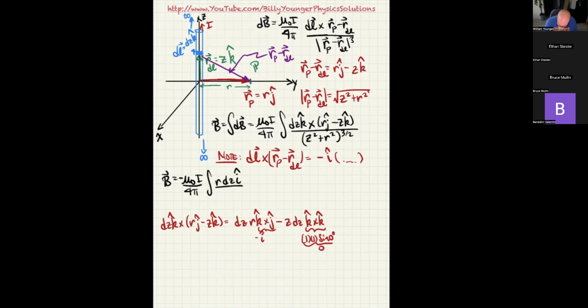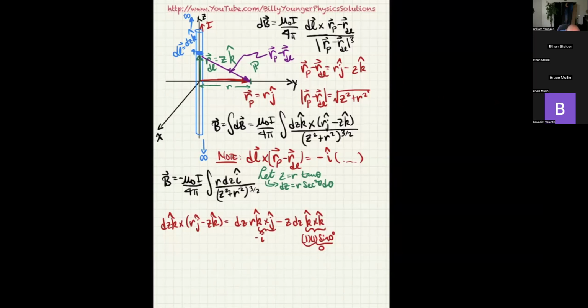Okay. And then all that's going to be under Z squared plus R squared to the 3/2 power. So I'm going to say let Z equal to R tangent theta, then dz is equal to r secant squared theta d theta.